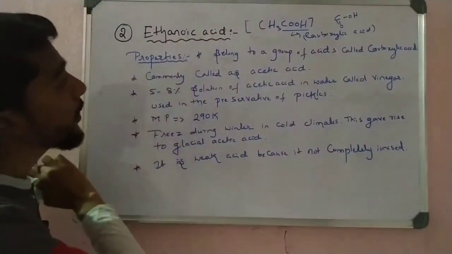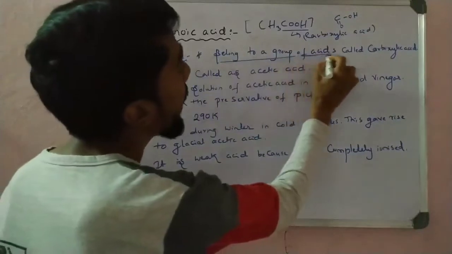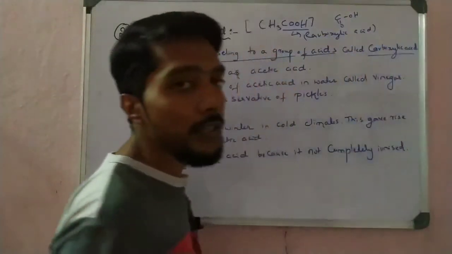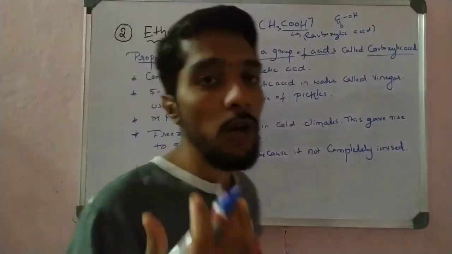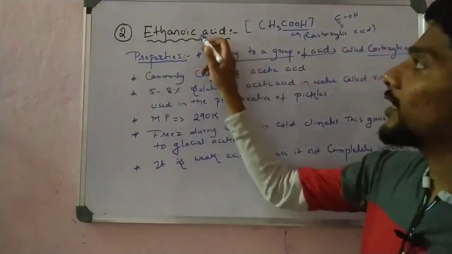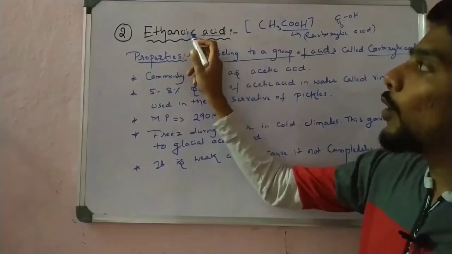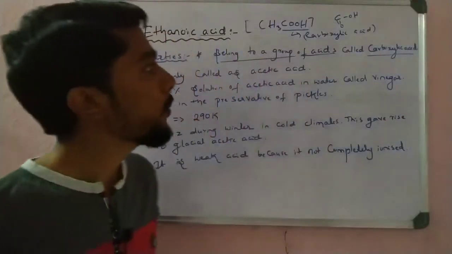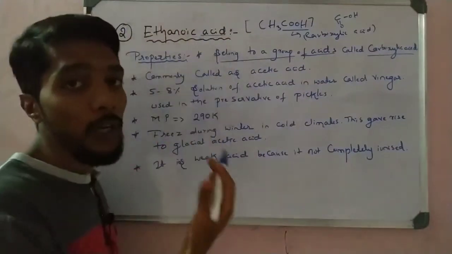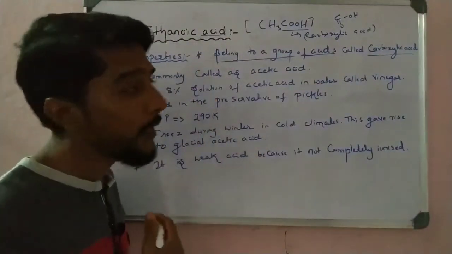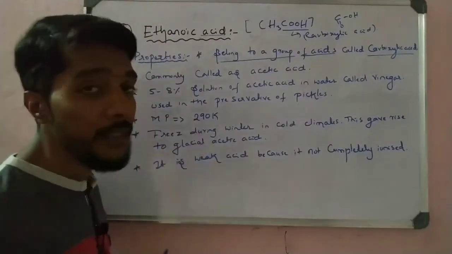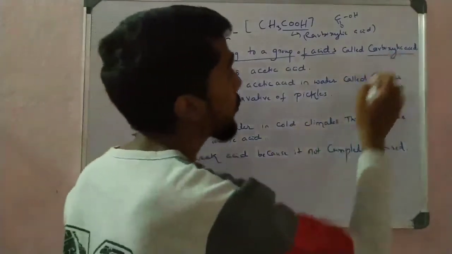So see here, one by one, the properties. First, properties belonging to the group acids. Simple one. Which acid? That is carboxylic acid. How do we say that it belongs to acids? Its name has acid in it, ethanoic acid. We know that OIC is the name of carboxylic acid. So number one property is simple. It belongs to the family, that is, the acetic family, called carboxylic acid.